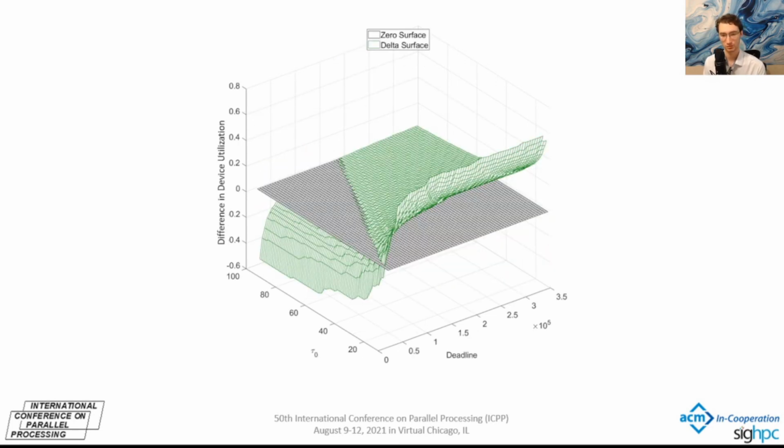To further illustrate the region in which the enforced-wait solution is superior to the monolith solution, we can look at the delta surface, which is the subtraction of the two device utilization surfaces from the previous graph. All areas in which the green delta surface is above the black zero surface are regions in which the enforced-wait solution produces a lower device utilization for the same miss rate.